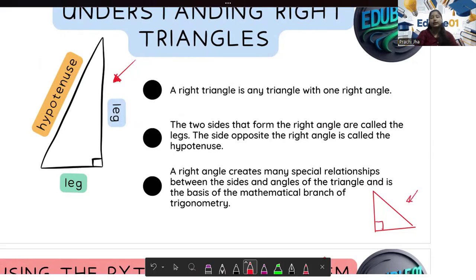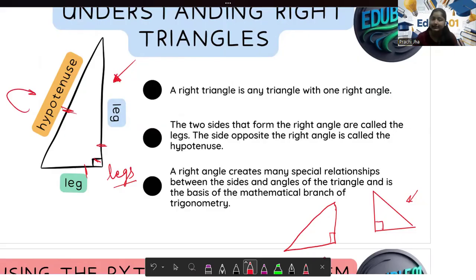Now, it can be like this, or you can make the opposite of it like this. That's also going to give you a right angle triangle. So if it is a right angle triangle, there must be at least one angle showing a right angle. The two sides that form the right angle are called the legs. See, these two sides forming the right angle, we call them legs in general. The side opposite the right angle is called the hypotenuse. You see, this side is opposite to the right angle, and that is why we call it the hypotenuse.